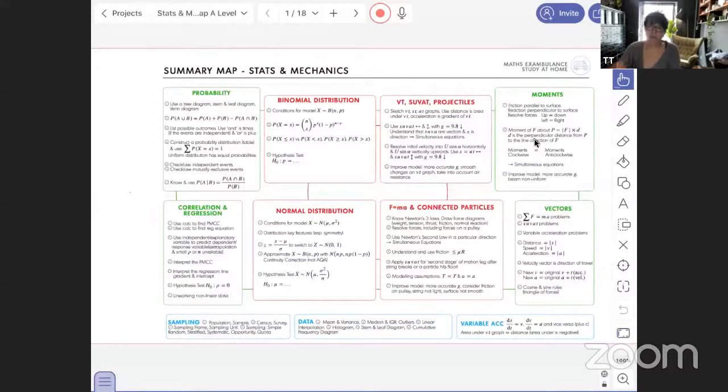So here is the overall picture that we looked at yesterday. All of the stats and the mechanics, stats on the left, mechanics on the right. Today we're looking at the binomial and the normal, which are the biggies.